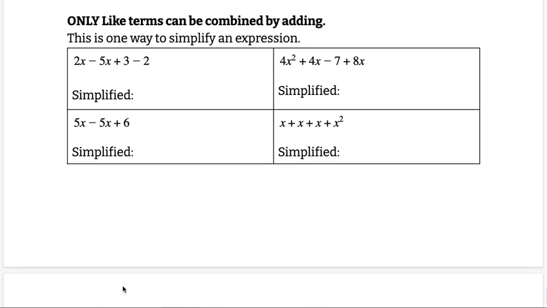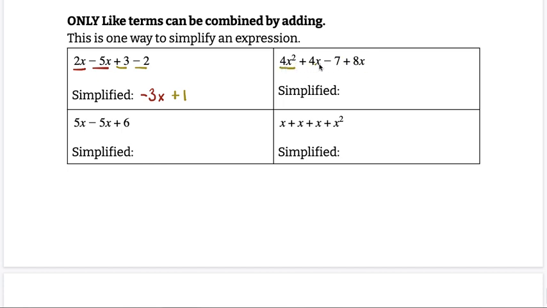Okay, so the key idea here is that only like terms can be combined by adding. So if we look at this in particular, we've got 2x here, we've got a negative 5x here. In the same expression, we have a 3 and a negative 2. If we combine those together, we get 2x minus 5x, or 2x plus negative 5x, really is the best way of looking at it. That's a negative 3x. And the positive 3 and the negative 2 give us plus 1 when you combine those together.